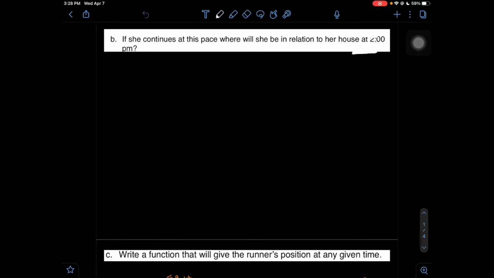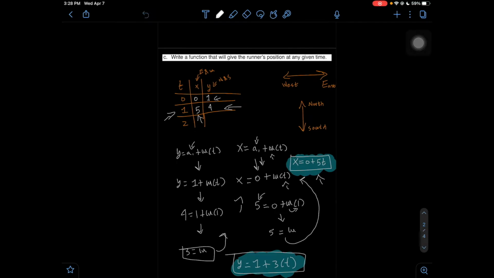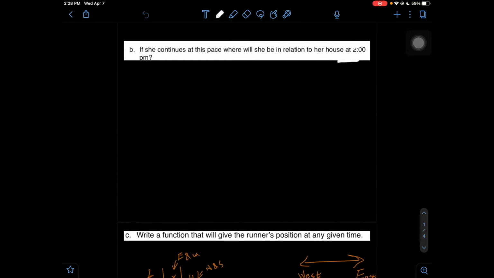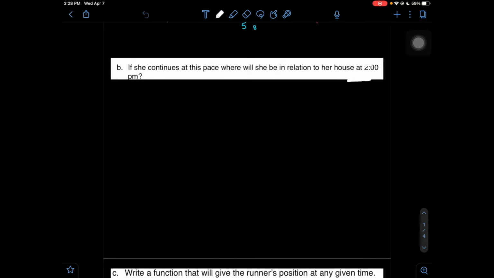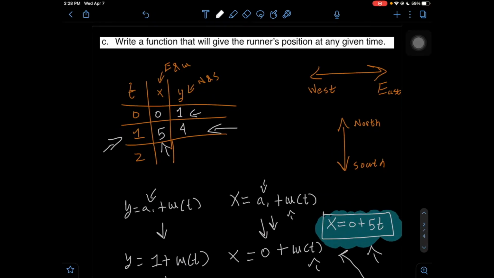Now coming to number 1b, we are going to use the equations we just found in part C, and we're going to apply them to B. Well, in part C, we found that x equals 0 plus 5t, and y equals 1 plus 3t. Well, we know that we need to find out where she is in relation to her house at 2 p.m. Well, that's why we wrote this extra row at 2, because that's our second hour that she has traveled. Well, at 2, we're going to find our x and y value, and that's easy since we already found our equations. So we're going to substitute 2 into our x equation and then our y equation.